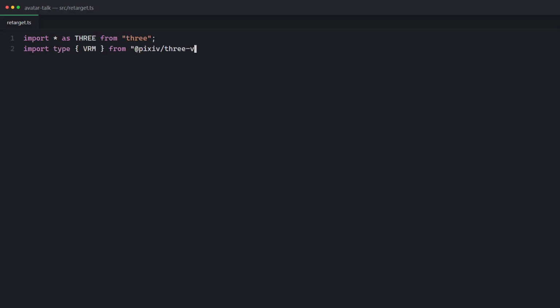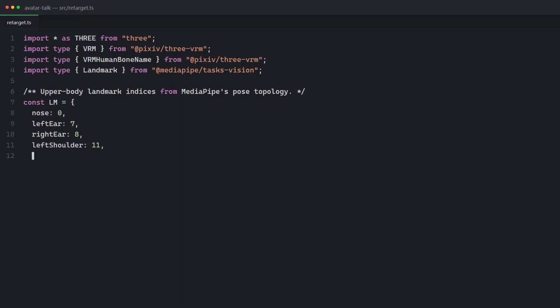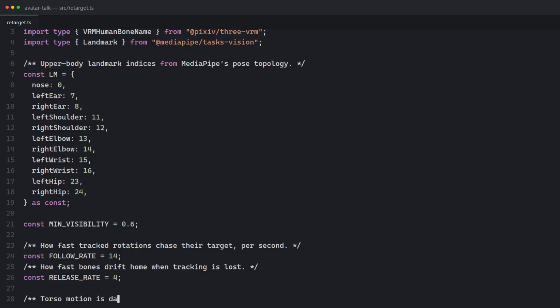Here is the trap. MediaPipe gives you positions, here is the elbow, here is the wrist. A skeleton is not positions though, it is rotations. You cannot move a bone to a point. You can only rotate it, and its child comes along for the ride. So every landmark has to become an angle.